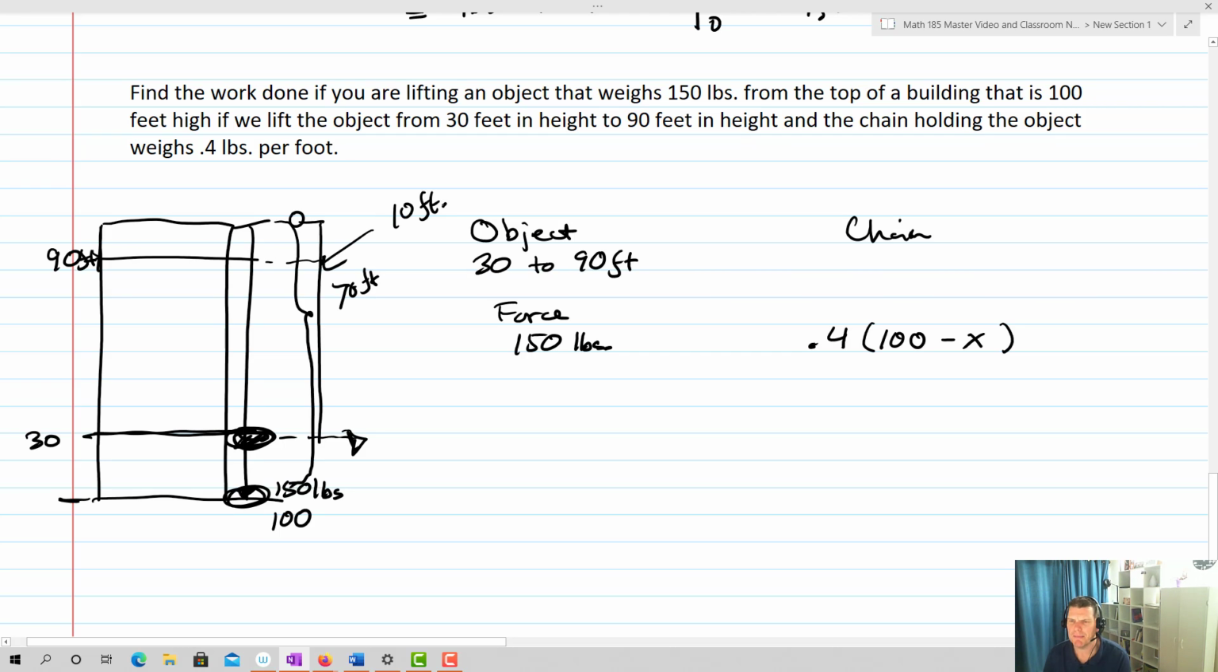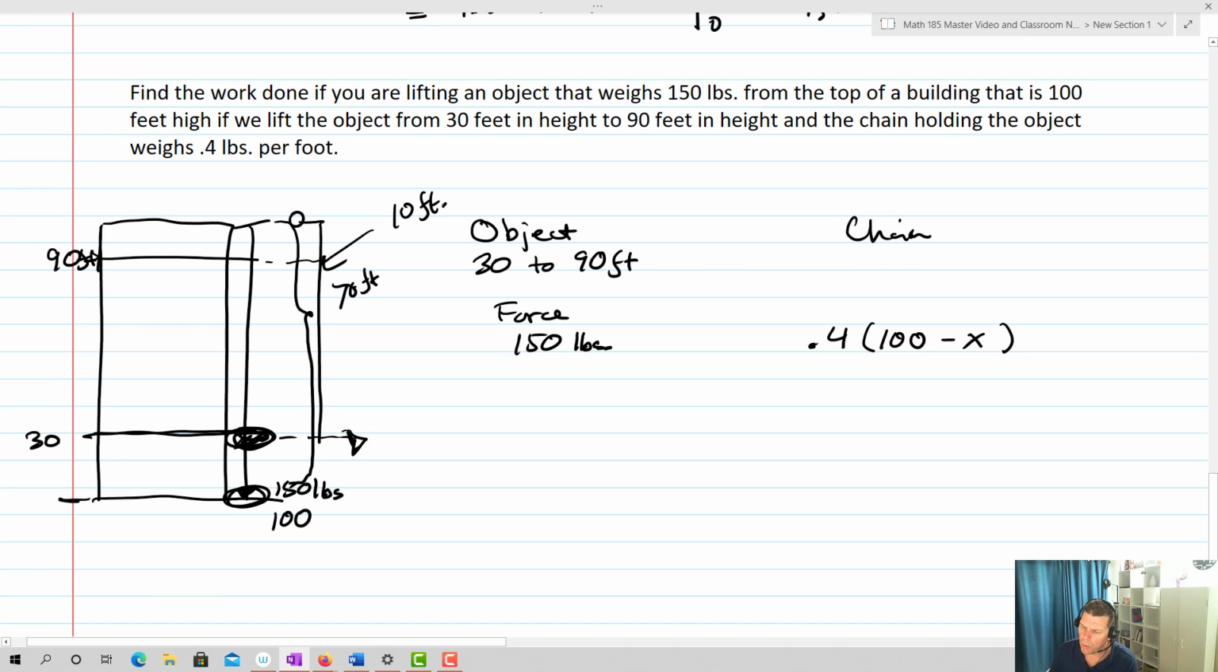So the amount of cable that I actually have, that distance that the object is away from the top, is going to be 100 minus x. It's not actually going to end up being x. In previous instances, we could just use x because we were going up the entirety of the length of the building. That's not what's happening in this case.